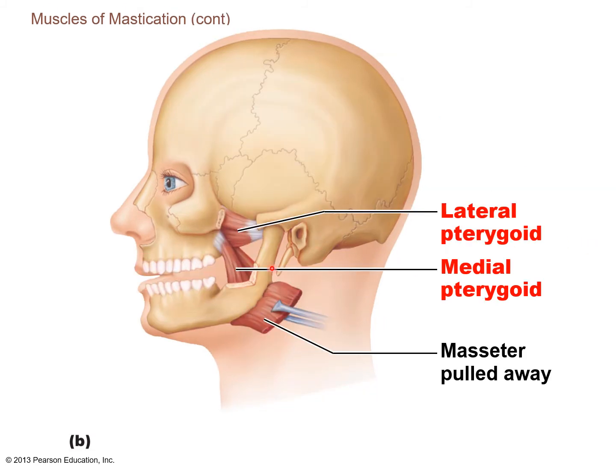Pterygoids offer side-to-side movement of the jaw, and here the masseter is cut away. These are not on your list, but I just wanted to show you. They're part of the muscles, temporalis and masseter, that are involved with chewing. Masseter and temporalis move the jaw up and down, pterygoids side to side.